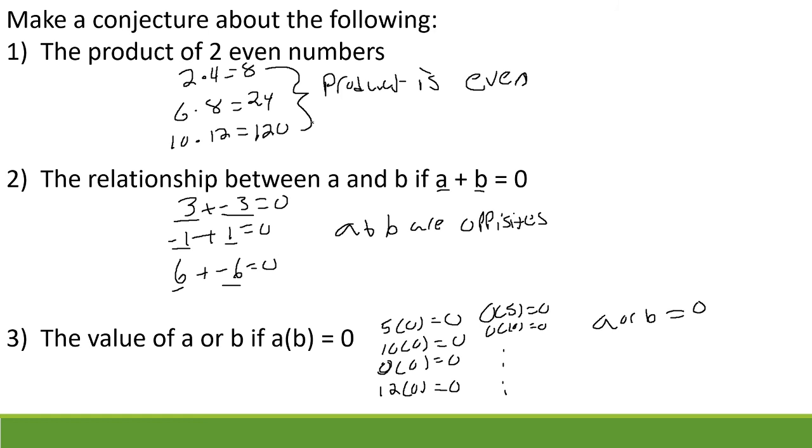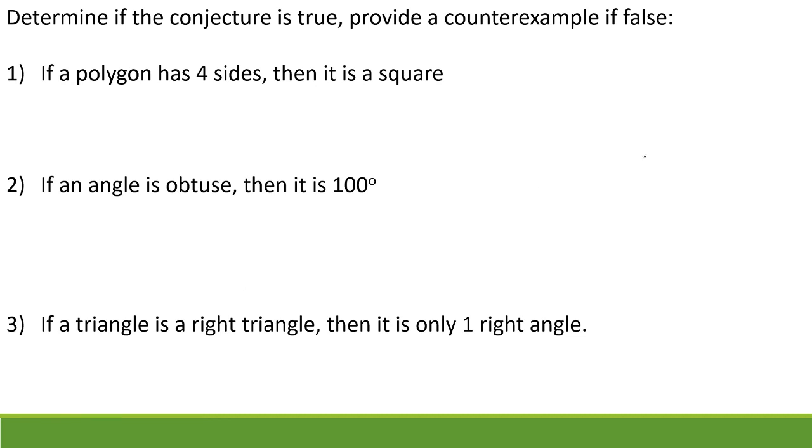So one of the two numbers had to be 0 in order to multiply to 0, and that's my conjecture. That one of those two has to be 0 in order for that statement to work. Let's see if this is true or false. And if it's false, we need to provide a counterexample. So, if a polygon has 4 sides, then it is a square.